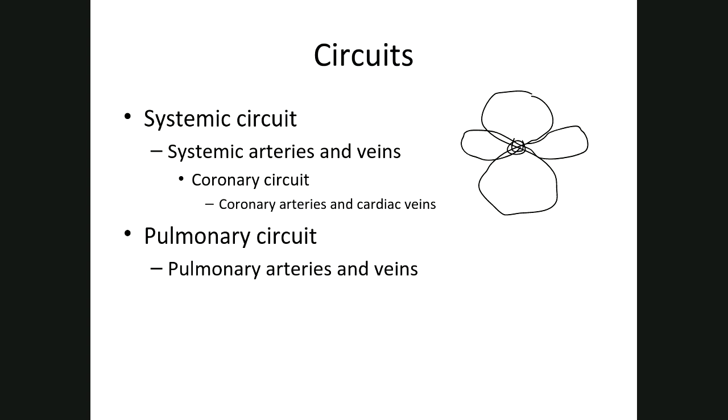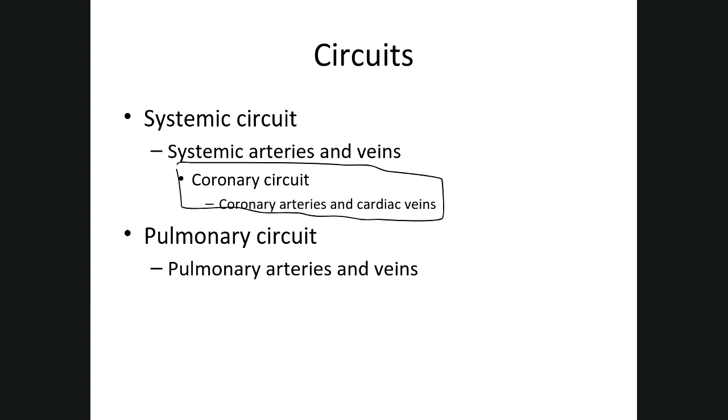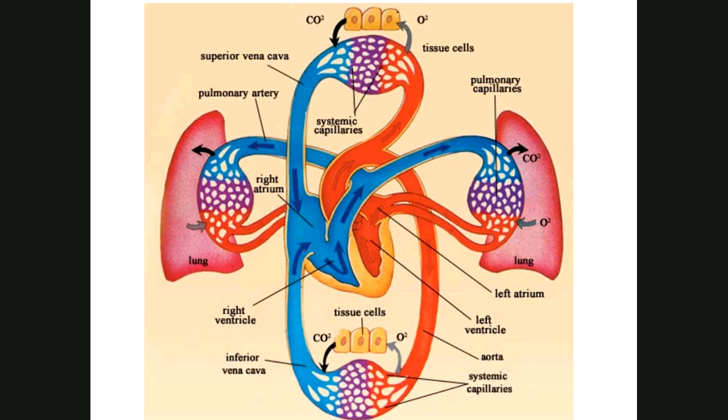Now don't forget that the heart has its own little circulatory system that just goes to the heart, and that's called the coronary circuit. Coronary circuit is part of this systemic circuit. Now you can't see that on the picture, but remember there are little blood vessels that come out of here. They're the coronary arteries. They're going to go around, they're going to go down the front, but it just goes to the heart.